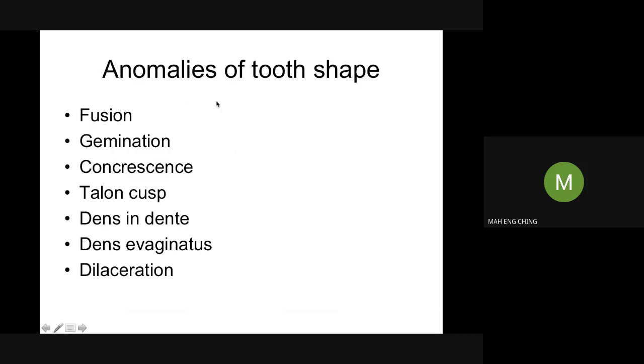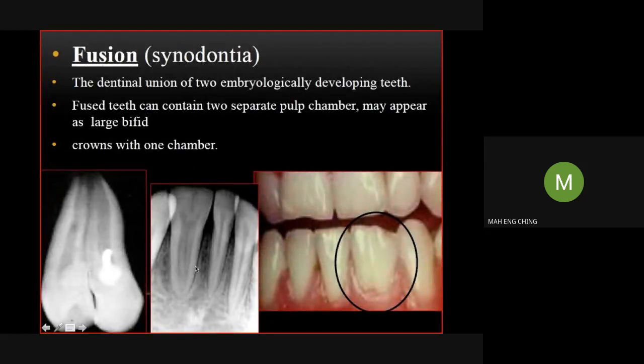Abnormality of tooth shape. Shape can be abnormal. It can be fusion, gemination, talon cusp, dens invaginatus, then dilaceration. Fusion means two teeth fuse into one. So you look at the number; usually these two incisors become one, and they call it fusion. Fusion and gemination can look quite similar, but you count the number.